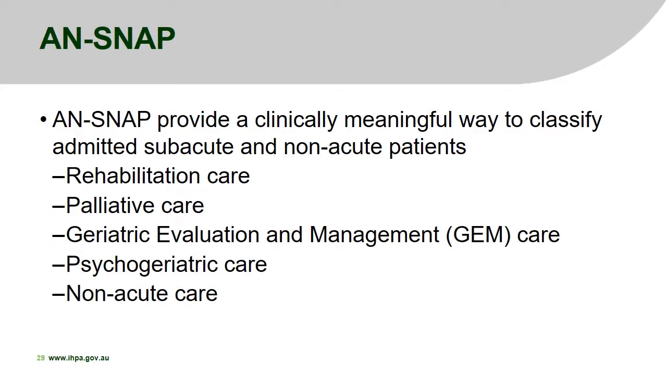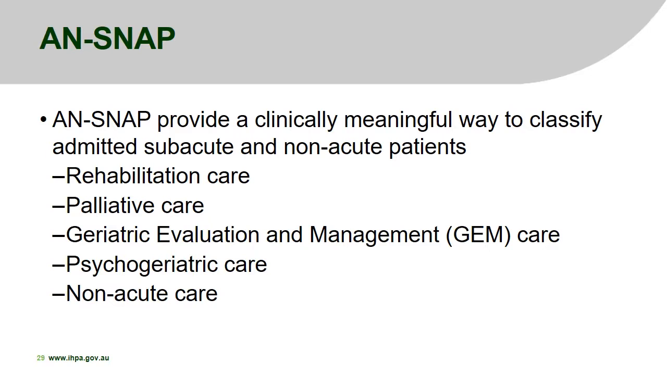Thanks, Anne. The Australian National Subacute and Non-Acute Patient Classification, or ANSNAP, is the classification used for admitted rehabilitation care, palliative care, geriatric evaluation and management care, or GEM-care, psychogeriatric care, and non-acute care. ANSNAP was first developed in 1997 and has been refined 3 times since then.